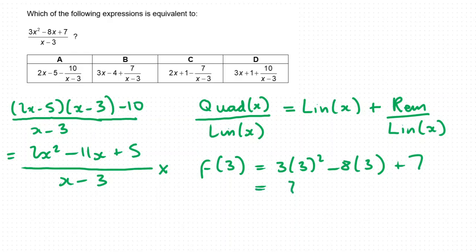which gives me 27 minus 24 plus 7, which is 10. That means the remainder when that quadratic is divided by x minus 3 is 10. And I can see quite clearly that D is giving me that. I'm not going to worry about whether the 3x plus 1 was correct. The only possible candidate is the one with 10 as the remainder.